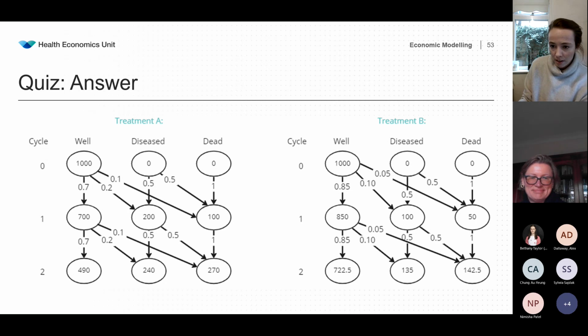For anybody that was having a little bit of trouble in how you would get there, this is how you would go through the math. So in cycle 0, you start with 1,000 well patients. You run the cycle once, and then you're left with 700 or 850. You run the cycle again, you're left with 490 or 722.5, or 723.